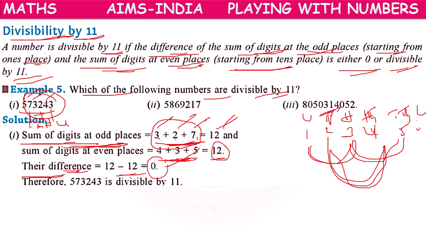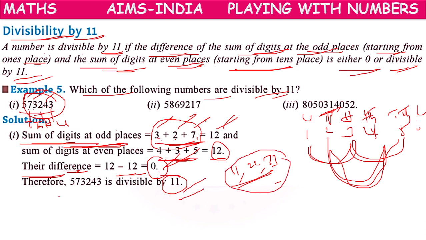If the difference is 0, or if the difference is like 11, 22, 33, which are all divisible by 11, then the total number is divisible by 11.